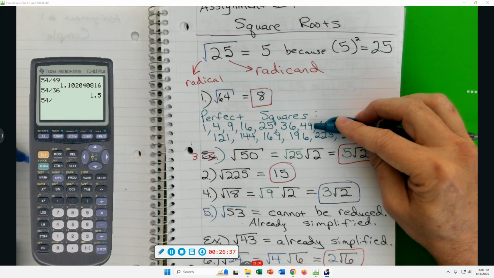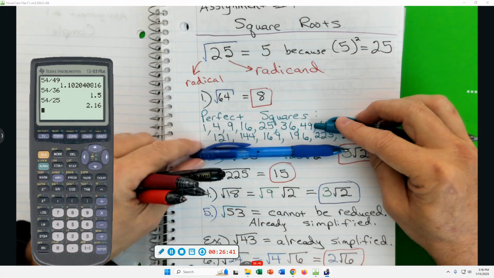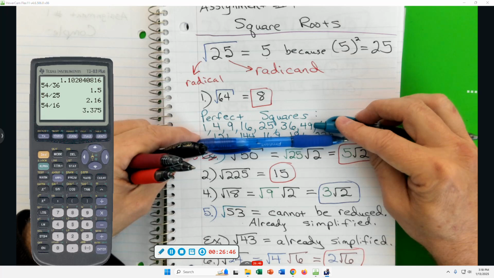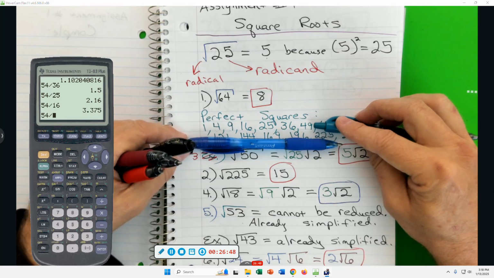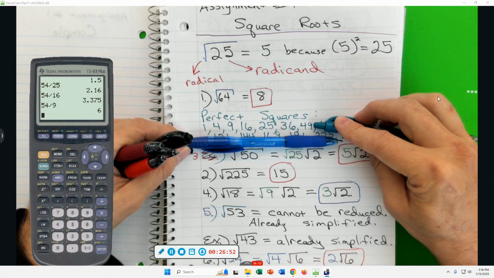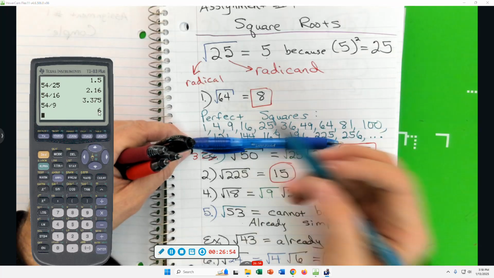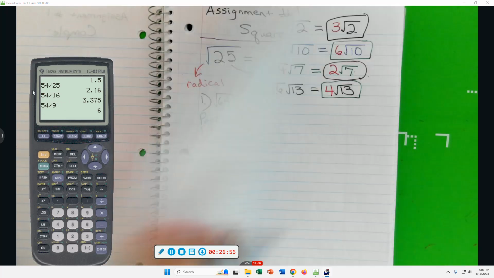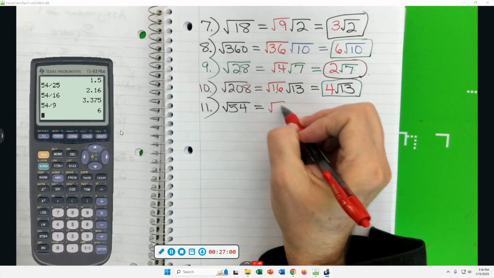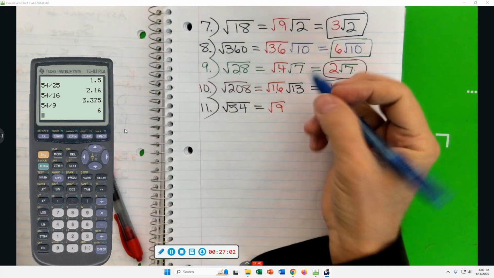What's the largest perfect square that divides evenly into 54? Y'all should be able to guess this one. So far, we're down to 9. Any ideas? Oh, it is 9. 9 goes in evenly. 9 times 6 is 54. So we're thinking that's the square root of 9 times the square root of 6.